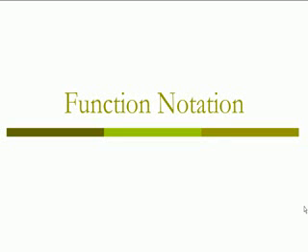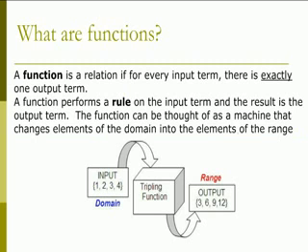This video is going to be over function notation. Alright, what are functions? A function is a relation if for every input term there is exactly one output term. A function performs a rule on the input term and the result is the output term. The function can be thought of as a machine that changes elements from a domain into elements of a range. Now all of that is very confusing talk, so let's go over this one by one.